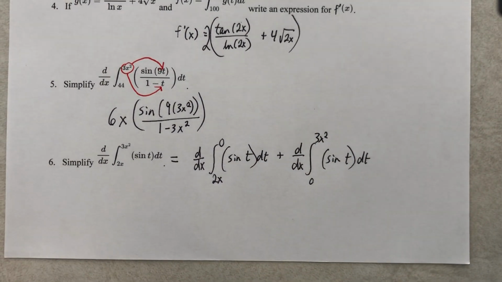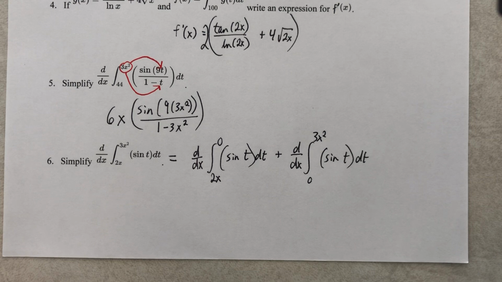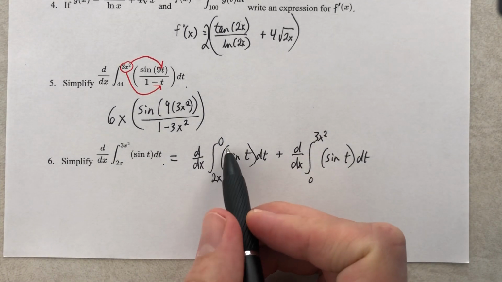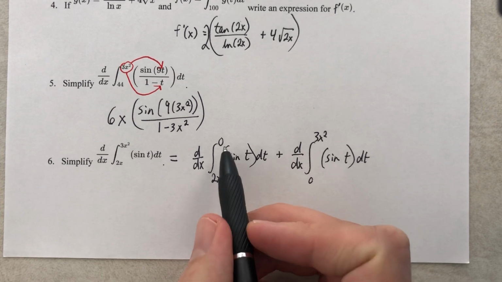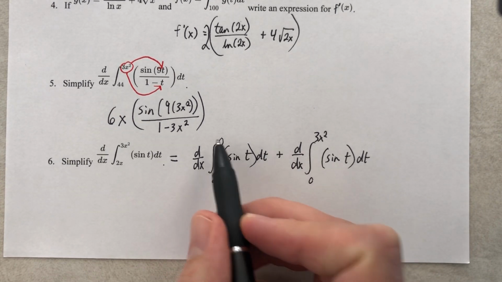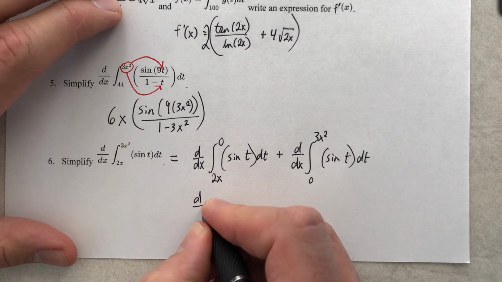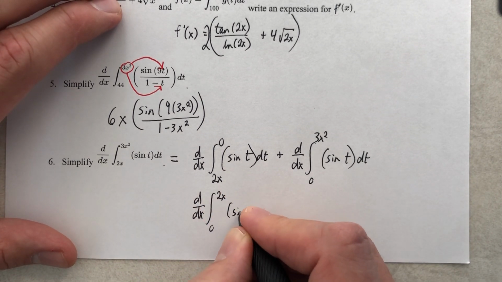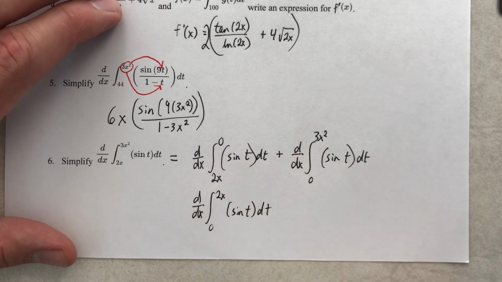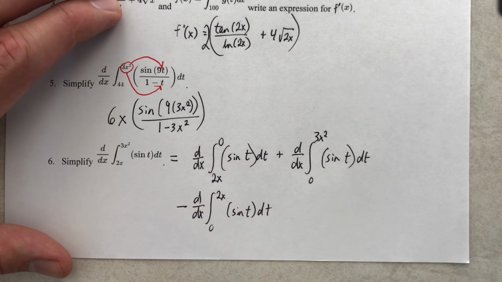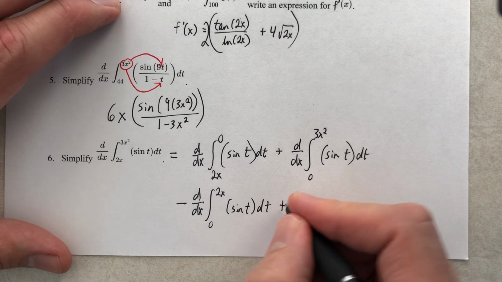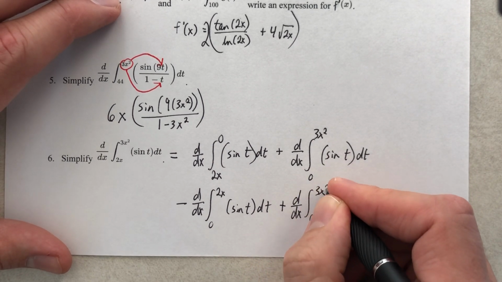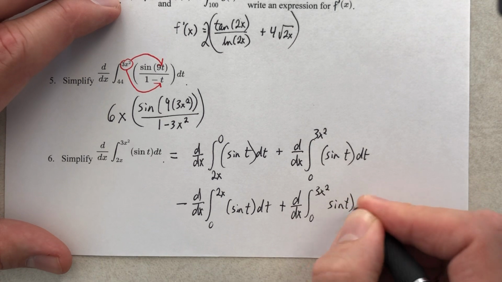Okay, I'm ready to take some derivatives if you are. Actually, I'm not. I'm going to do something a little crazy on this one. I don't like that this one is upside down from the way we're used to seeing it. Usually the number's on the bottom and the variable's on the top. So let's switch it over. d dx, integral from 0 to 2x of sine t dt. Can I just do that whenever I want? You change the sign, you can. Plus d dx, integral from 0 to 3x squared, sine t dt.